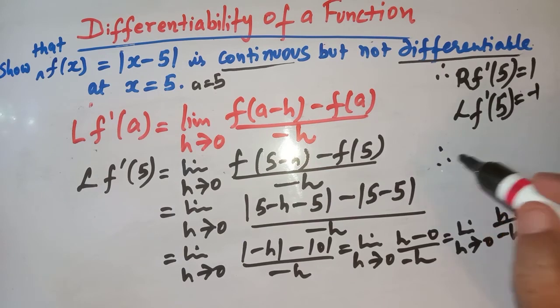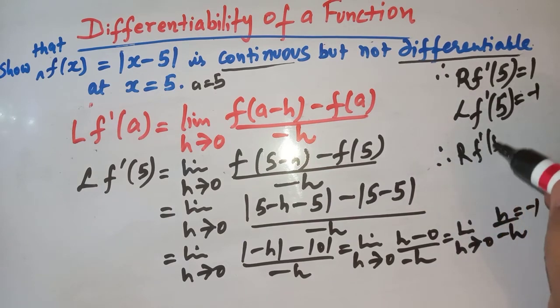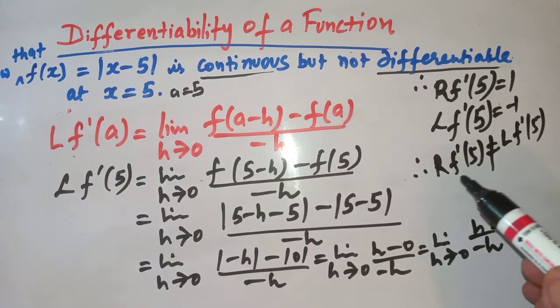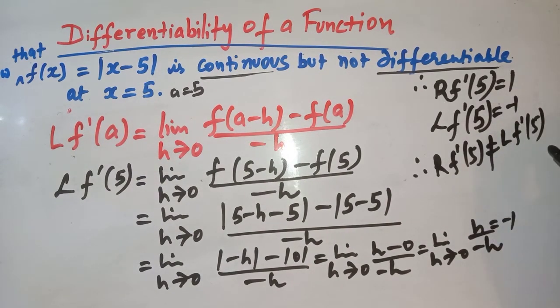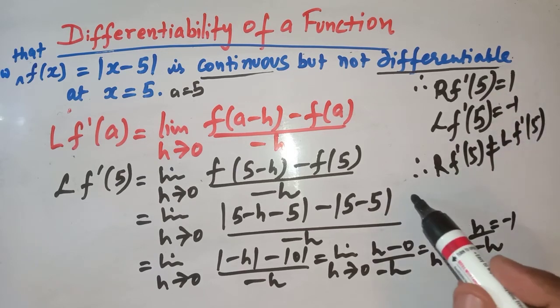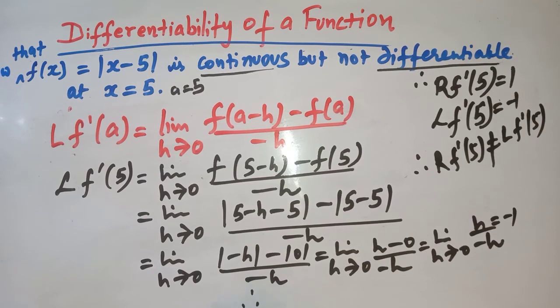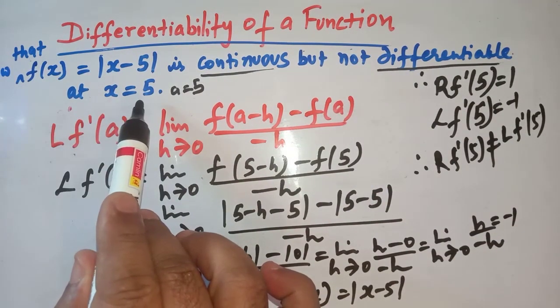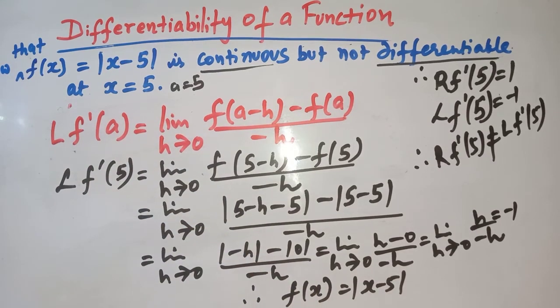So we see that the right hand derivative is not equal to the left hand derivative. Clear? So these two derivatives exist, but they are not equal, or they do not have a common value. So therefore we claim that f(x) is equal to mod of x minus 5 is not differentiable at x is equal to 5. Clear?